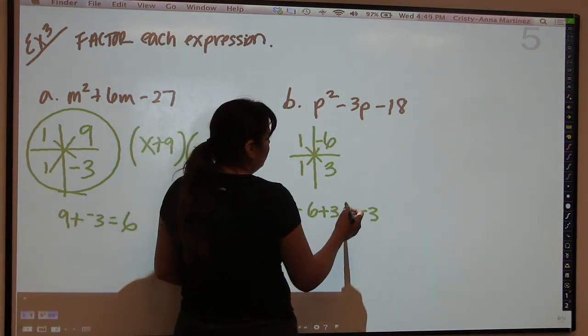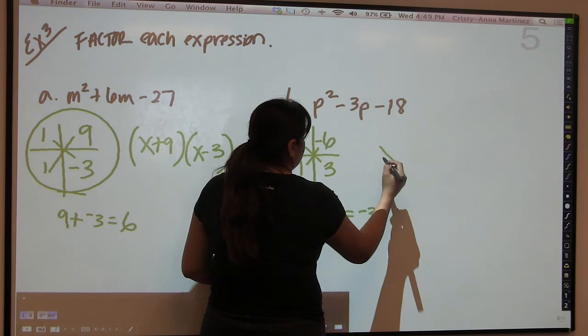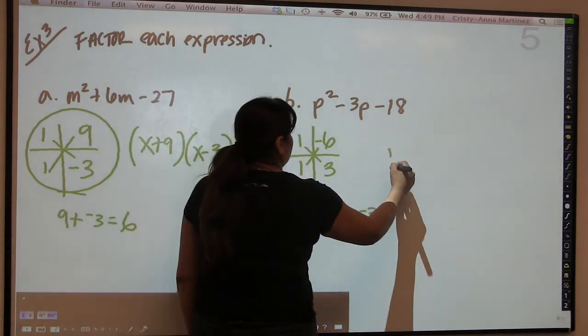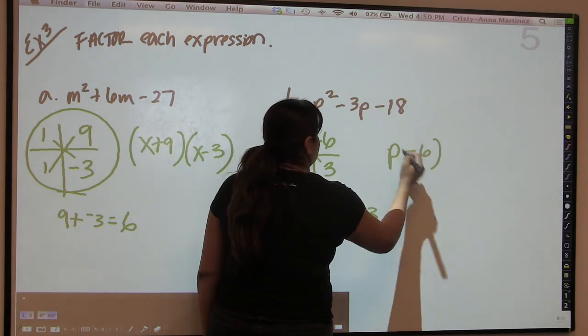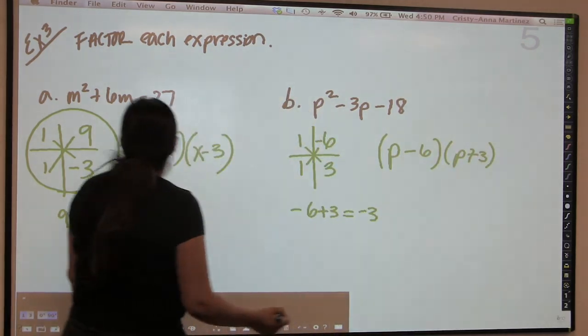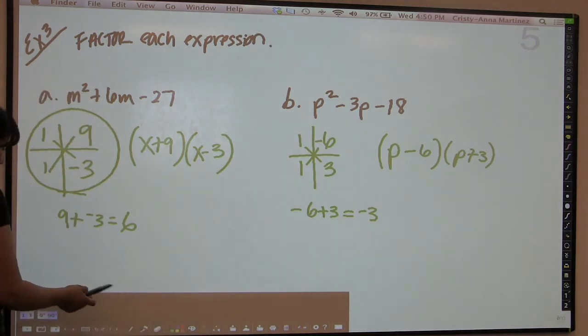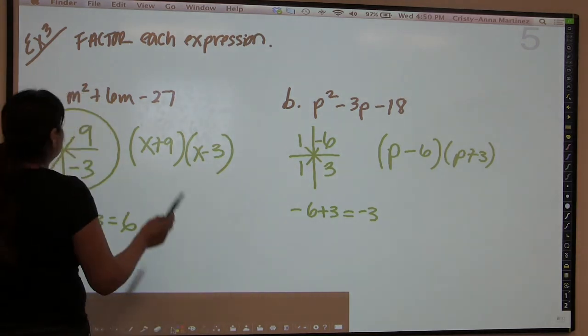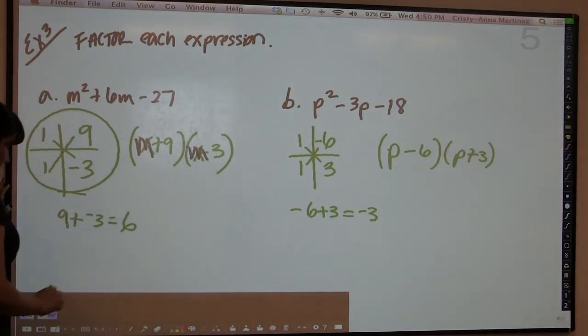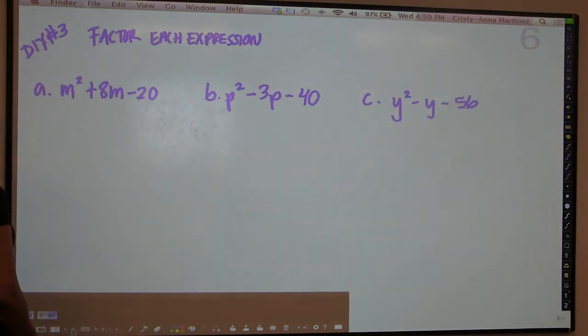So then that will give me the right values there, and I'll go, oops, my variable this time, it's not an x, it's a p, so p minus 6 and p plus 3. And that'll be the answer for that one. And by the way, this is an m. This should be an m and an m. Sorry. All right, and then you guys can try these ones.